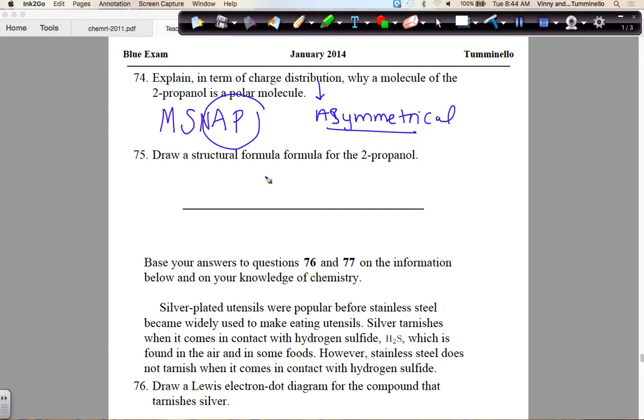Draw a structural formula of 2-propanol. Prop means 3 carbons. Anol means alcohol, which means we have to stick an OH on somewhere, and the 2 tells us to put it on the second carbon. Remember, the O always has to get connected, and then the H gets connected to the O.